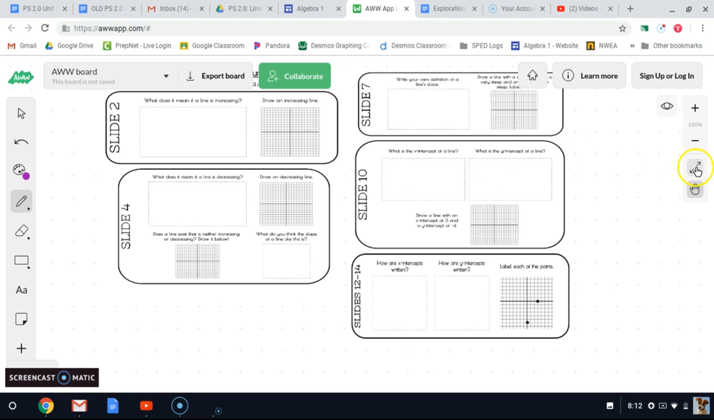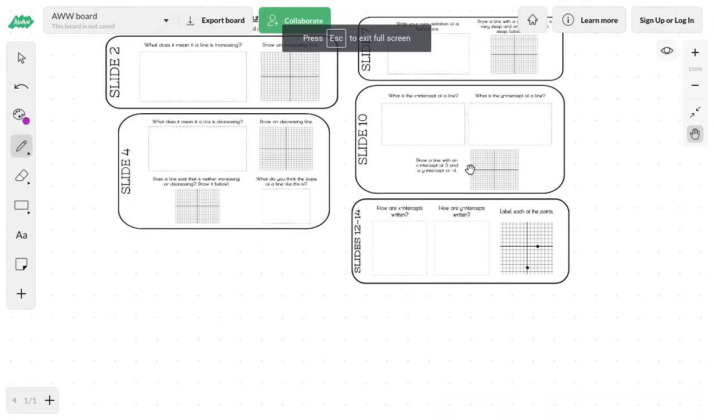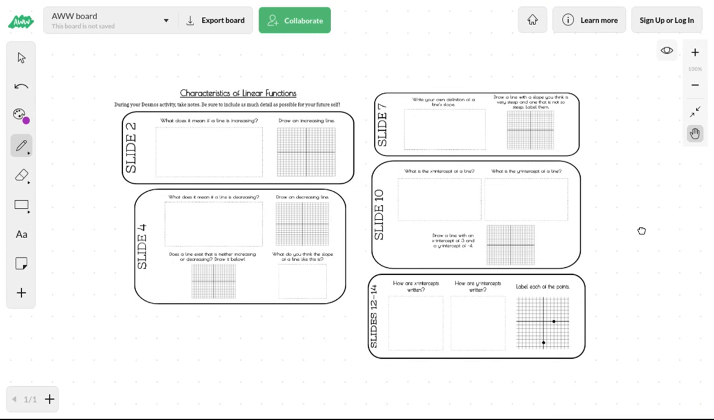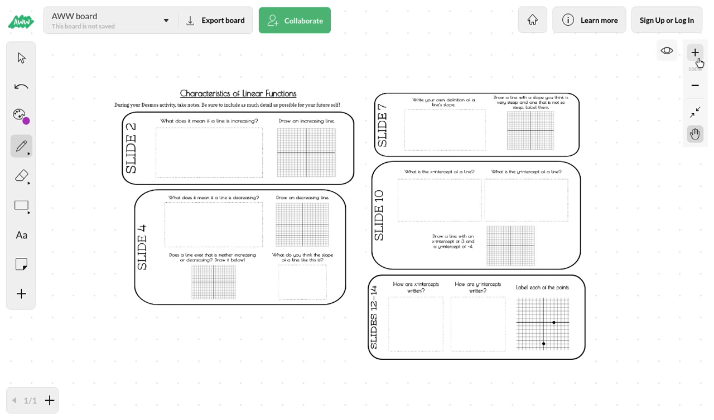In this video, we're going to talk about exploration number 1, which went through the characteristics of linear functions 2.2.5. If you did not do that Desmos exploration, please go back to Google Classroom and do the 2.2.5 Desmos exploration. Then, if you're still confused, come back here and I'll go through some of the important characteristics.